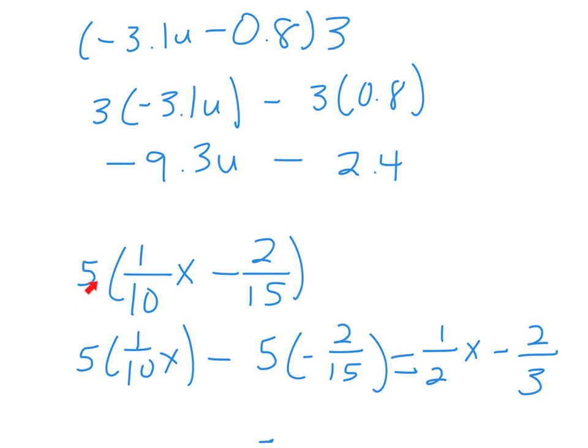Next problem, we have 5 times 1/10 x minus 2 over 15. We distribute that 5 out, so we have 5 times 1/10 x minus 5 times, in parentheses, negative 2 over 15. We multiply that out, and we get 1/2 x minus 2/3.